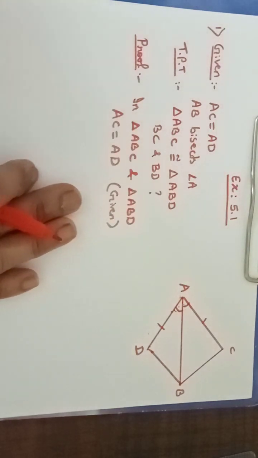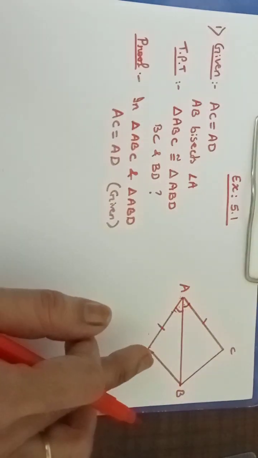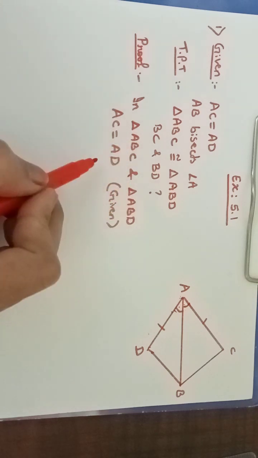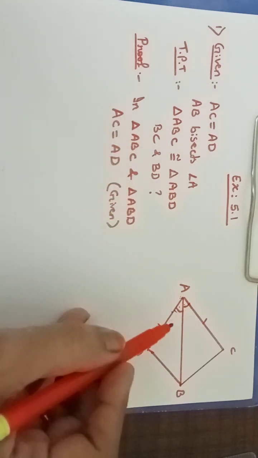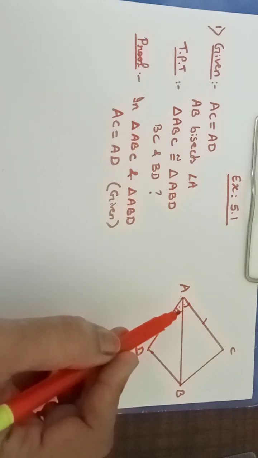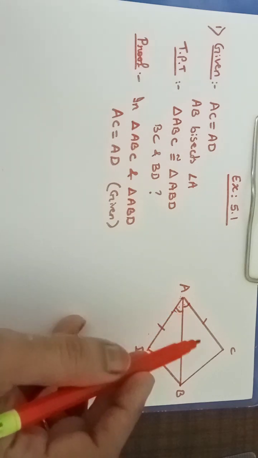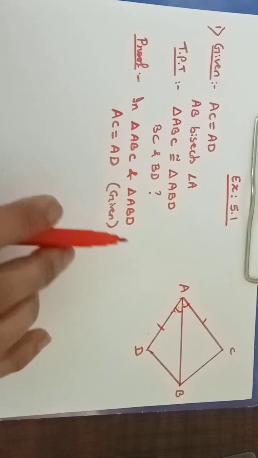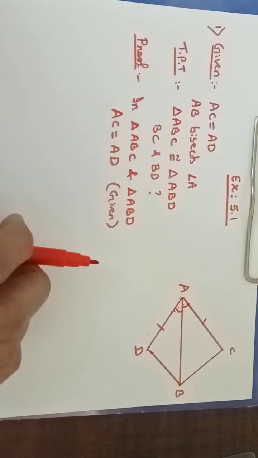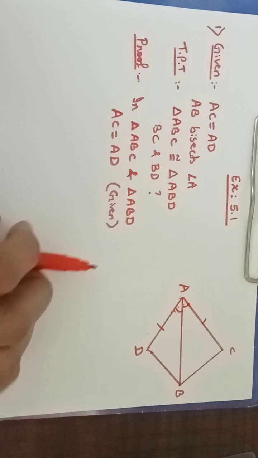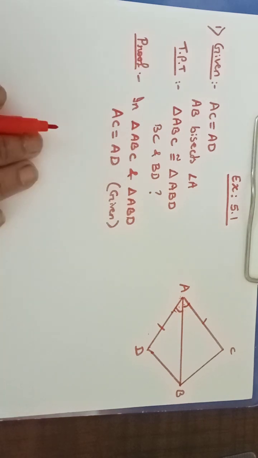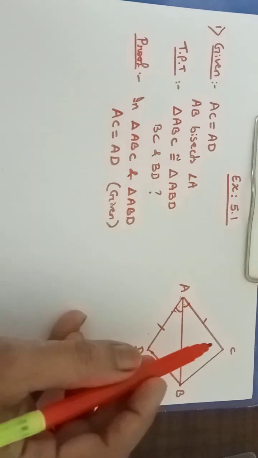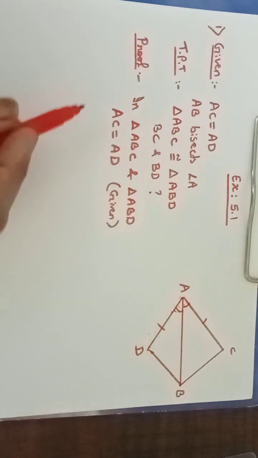Here we have to find three parameters. For two triangles to be congruent, we need three parameters. That means any two sides or any angles. Any angle, any side, three parameters should be congruent to each other. You can take either two sides, either two angles, one side, two angles, whatever is given. But three parameters should be there. Parameters means sides and angles, anything.